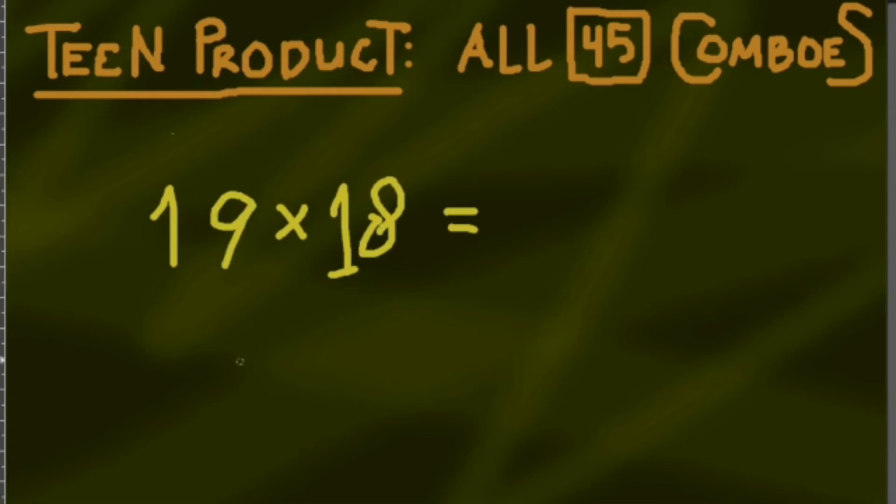Second to last, 19 times 18. This will end with a 2, with carry of 7. 19 plus 8 is 27. 27 plus 7 is 34.